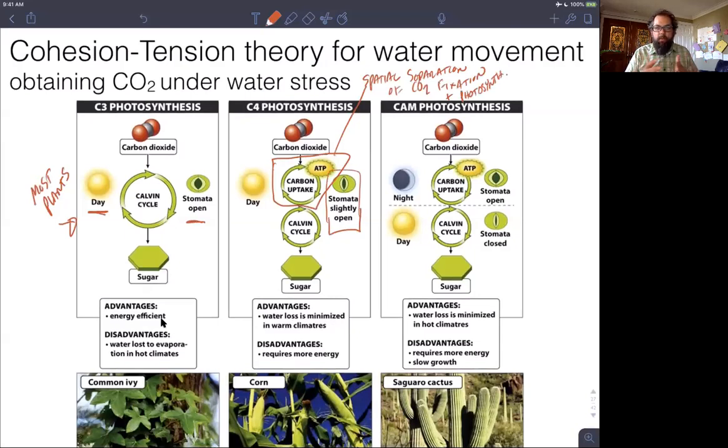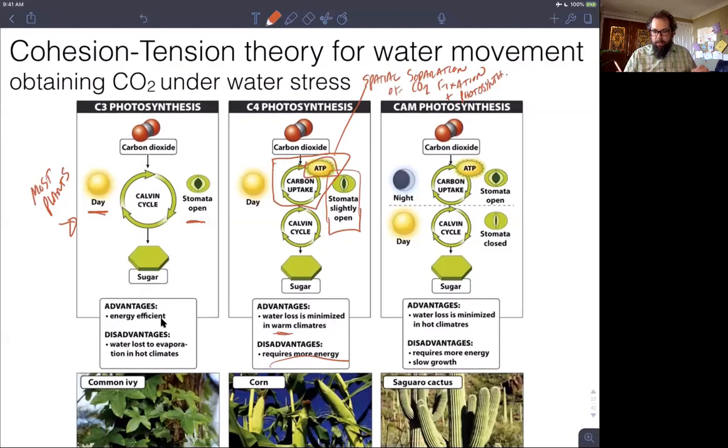The reason this works is that the enzyme used in this spatially separated bundle sheath is much more efficient at fixing carbon. So the carbon fixation is super efficient. We don't have to have the stomata as open, and we don't need as much carbon dioxide to fix the same amount of carbon and build that sugar. So water loss is minimized, and we see this in warm climates. The disadvantage is that this enzyme requires ATP, so carbon uptake requires much more energy. Although it's more efficient, it requires much more energy. So that spatial separation helps, but it's energy inefficient in the plant.